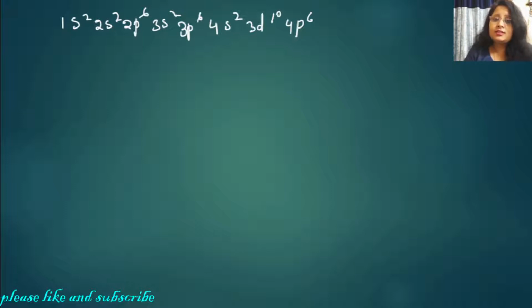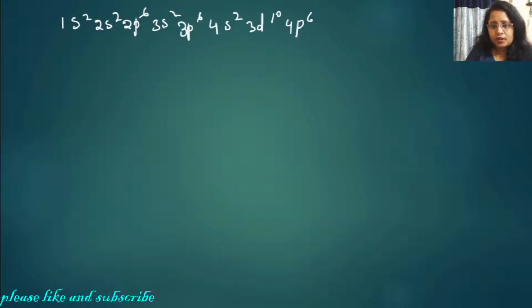There are 3 rules for writing a configuration. The first one is the Aufbau principle, the second is Pauli's exclusion principle, and the third one is Hund's rule of maximum multiplicity. Applying all these 3, I will tell you how to write the correct configuration. The Aufbau principle says how the electrons will go into different orbitals.